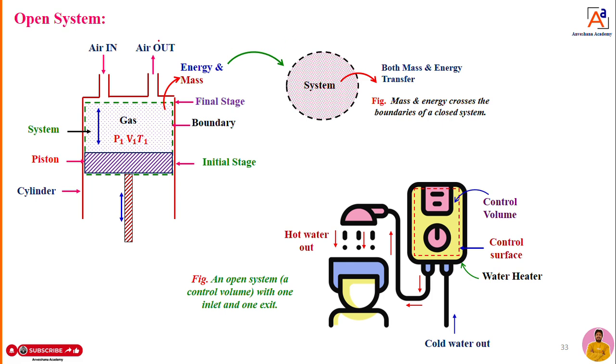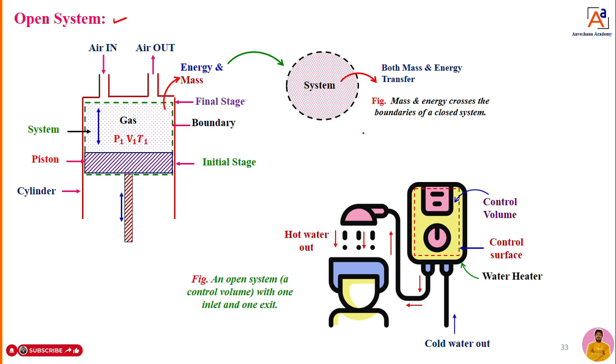Yesterday in class we discussed in detail what a closed system is, and also some engineering applications of the closed system. We also discussed what is a fixed boundary, a moving boundary, and a real boundary in the previous video. In today's class, we are going to discuss what is an open system.